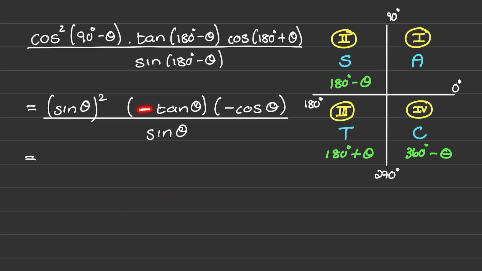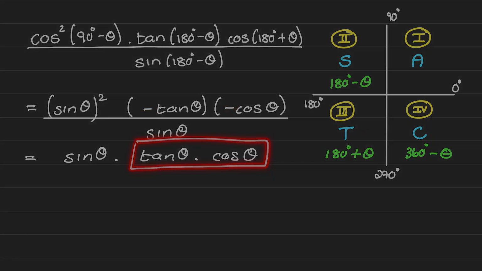We also have negative tan theta times negative cos theta. And when we multiply two negatives by one another, that will produce a positive value. So when I simplify, I have sine theta times tan theta times cos theta, where one sine theta cancelled out of the denominator, and the second one is still in the numerator, and negative tan theta times negative cos theta gave us tan theta times cos theta.